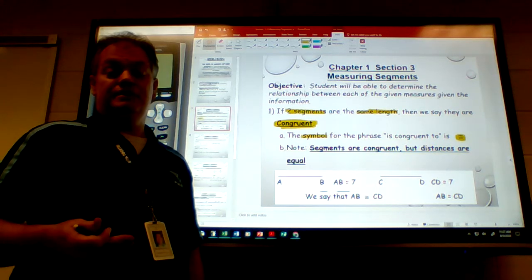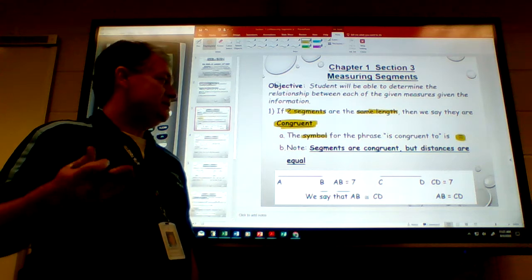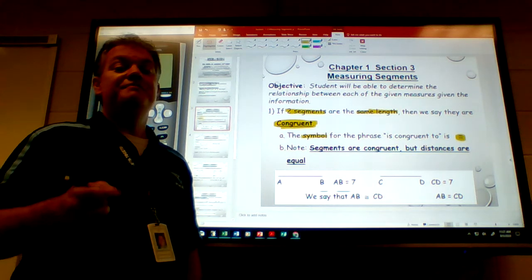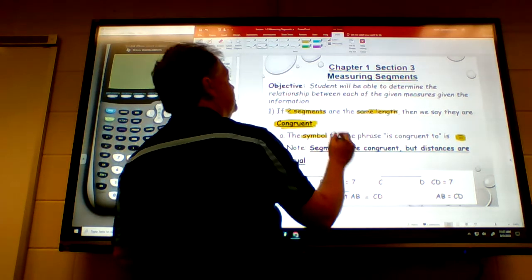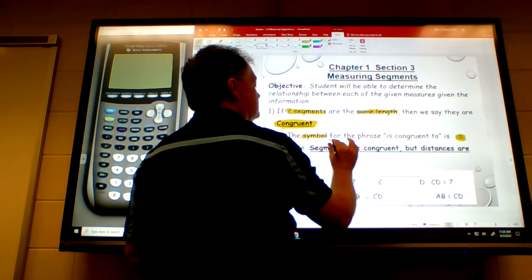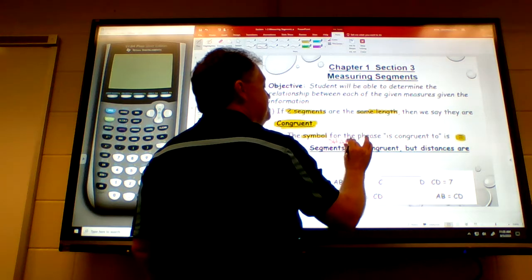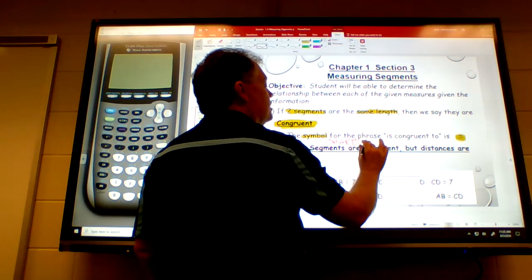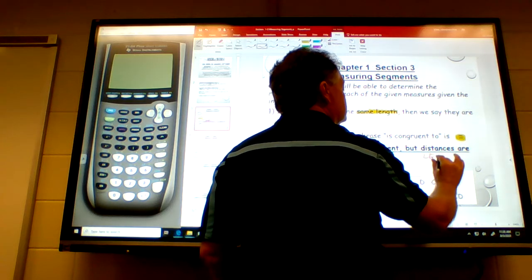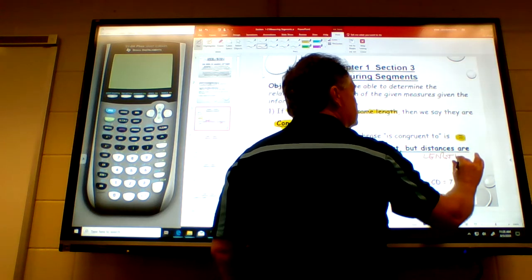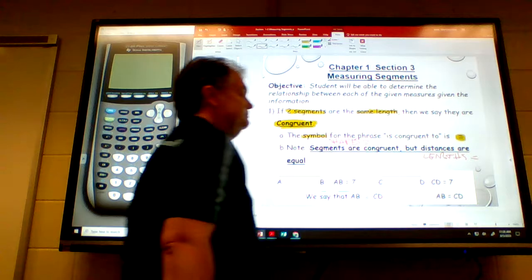All right. So here's the thing, though. Segments, the shapes are congruent, but their distances are equal. That's because the shapes are what's congruent. So I'm going to write this over here. Shapes are congruent, but lengths are equal.